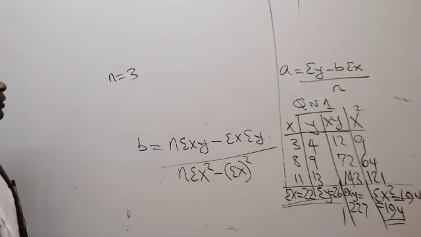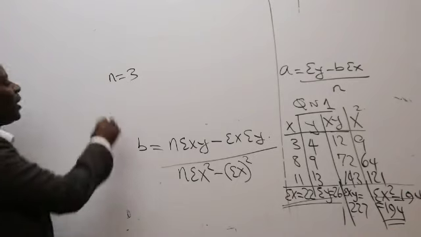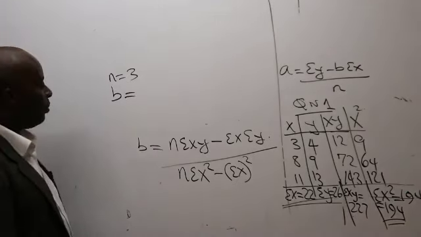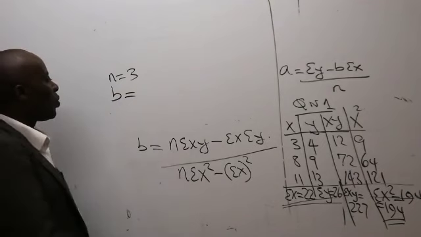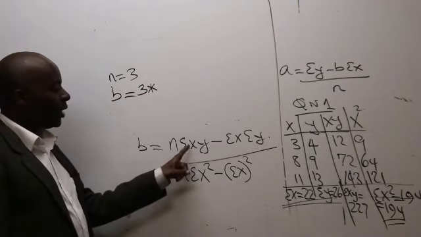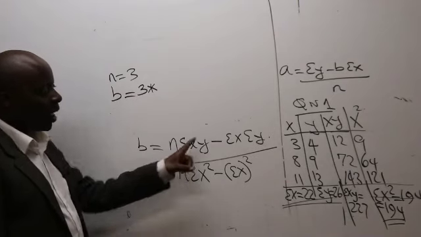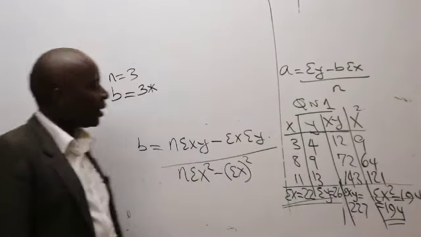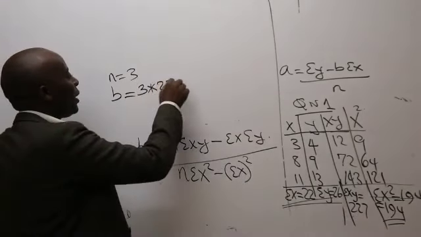Now, ladies and gentlemen, if that is the case, then come and plug in. Now we have got everything that we need to be able to get the value of b. So b will be equal to n summations xy. So we have here 3 times summations of xy. Sum of xy is 227.